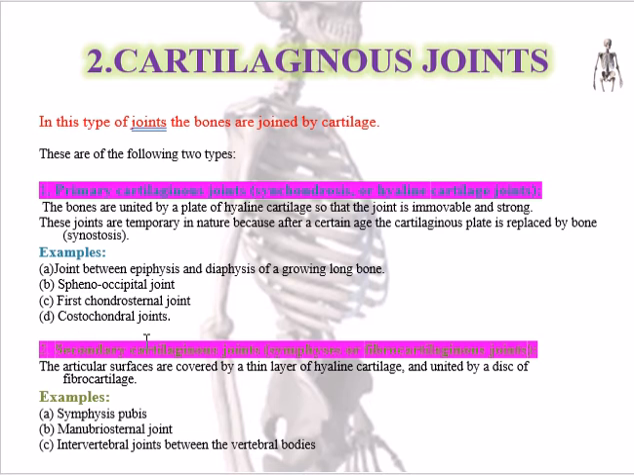Now look at secondary cartilaginous joints, also known as symphysis or fibrocartilaginous joints. The articular surfaces are covered by a thin layer of hyaline cartilage and united by a disc of fibrocartilage. Examples: symphysis pubis, manubriosternal joint, and intervertebral joints between the vertebral bodies. These are the examples of secondary cartilaginous joints.